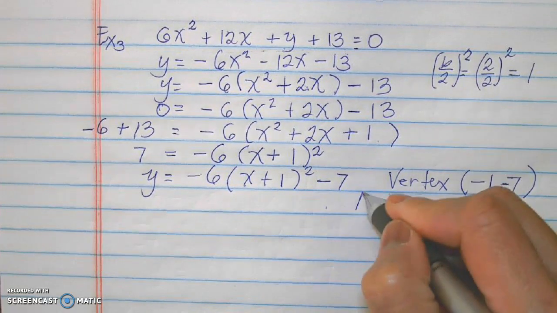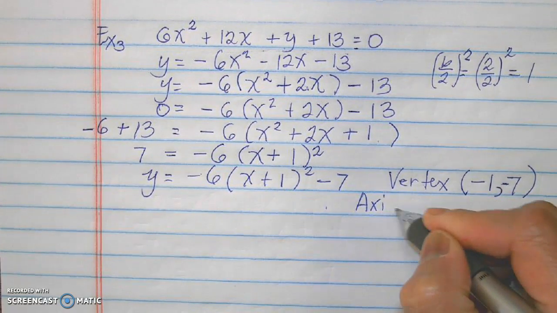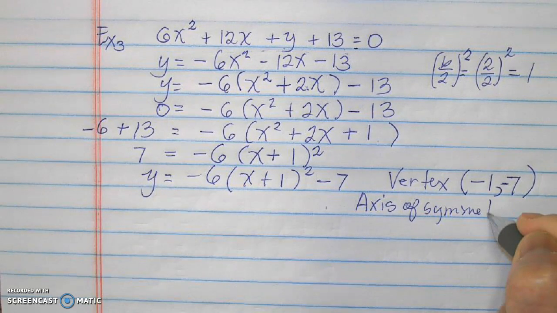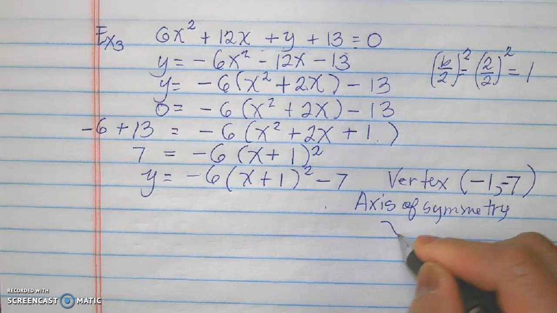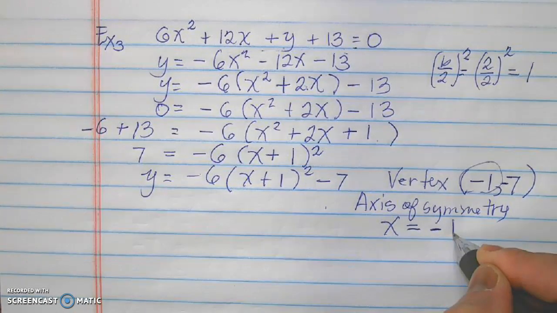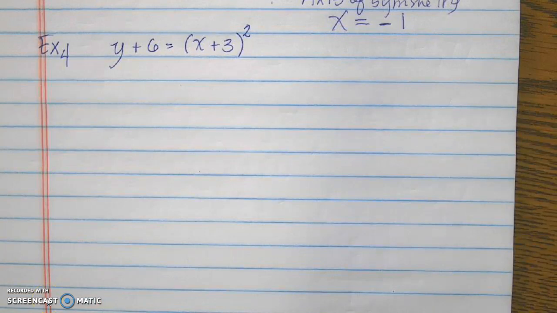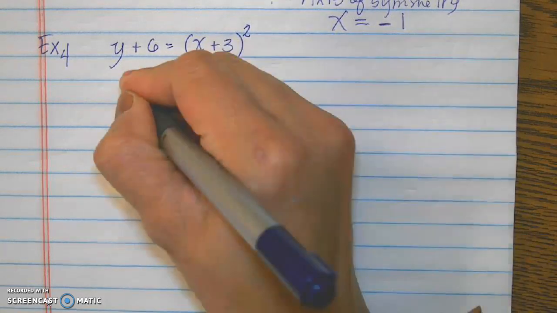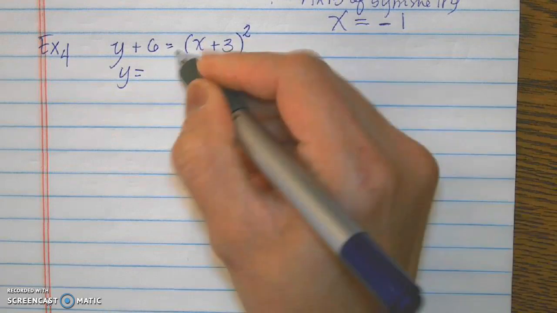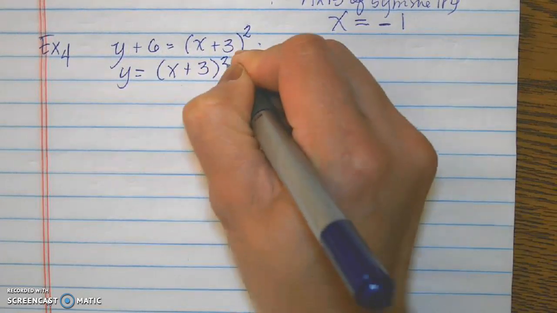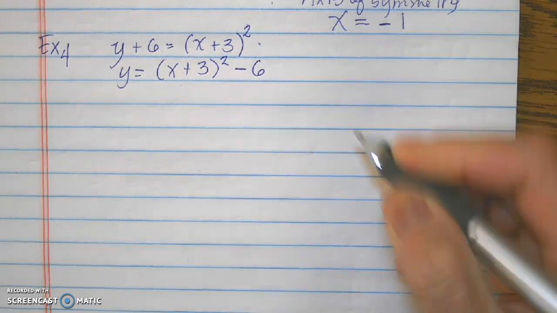And my axis of symmetry is always x equals whatever this is. So negative 1. Okay, example number 4, y plus 6 equals parentheses x plus 3 squared. The only step we will have here is y on the other side. Move this to the other side. So we'll have x plus 3 squared minus 6. And that is it already.